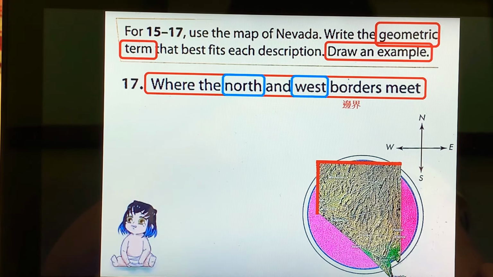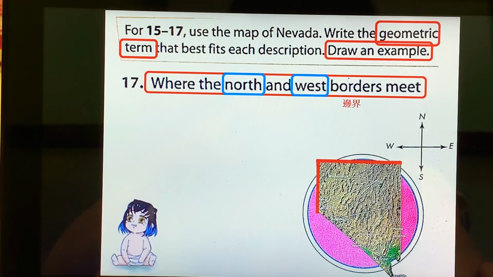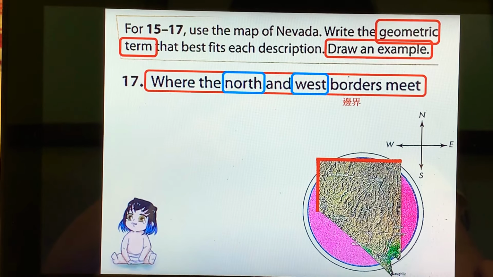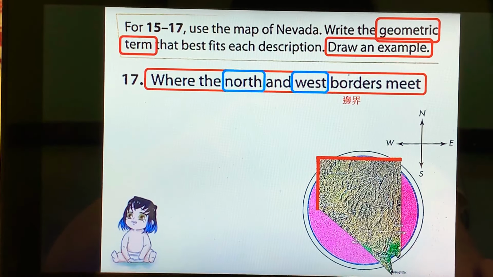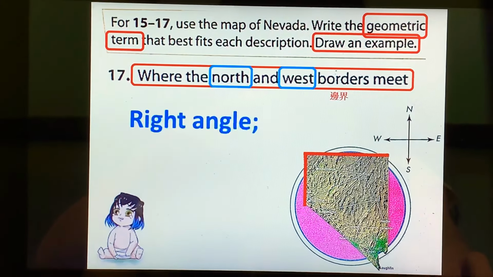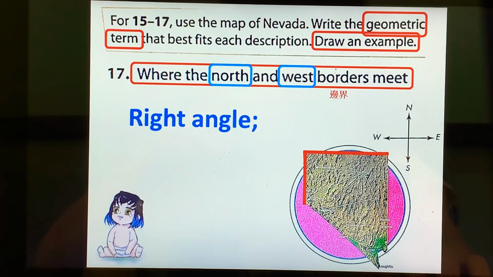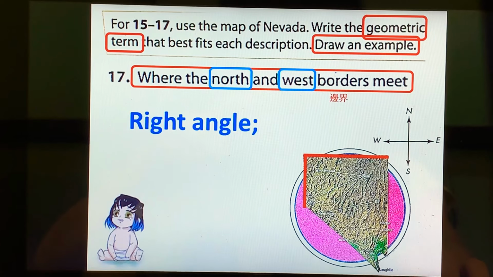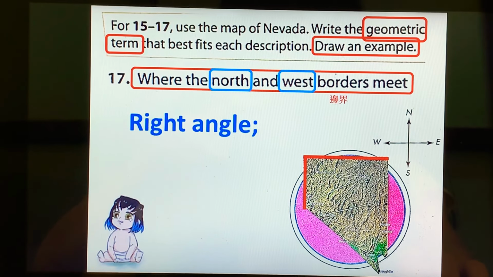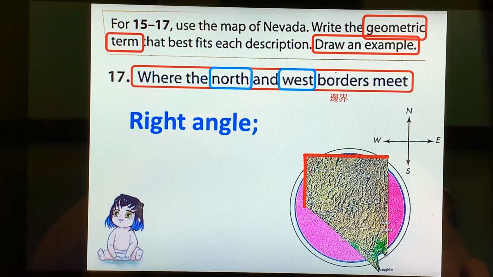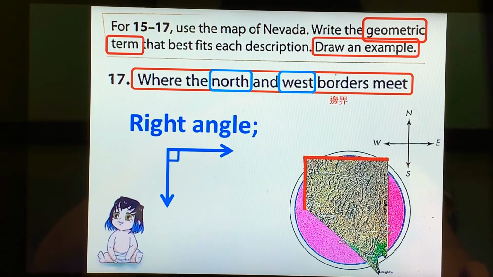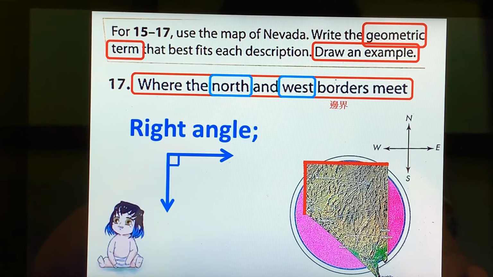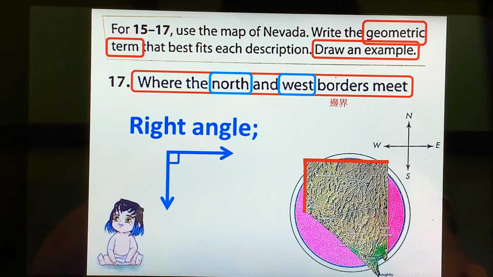The north and west borders, where they meet, they form. What do they form? What's the answer? 这两条边界形成了什么？The answer is right angle. Okay, north and west borders form a right angle. Draw an example of a right angle. This is a drawing of the right angle, okay?